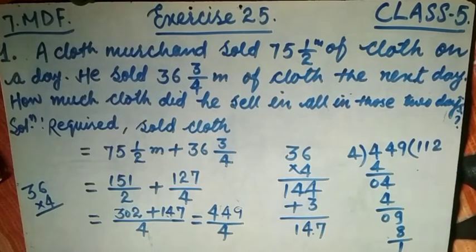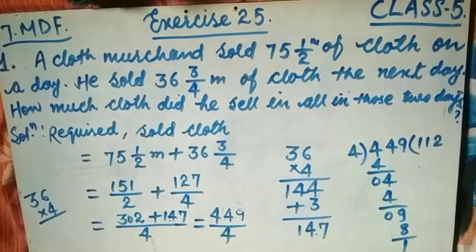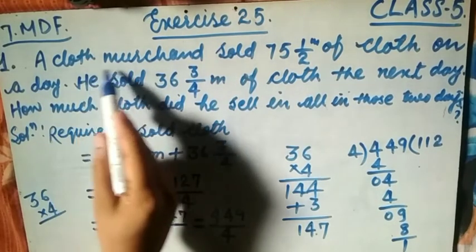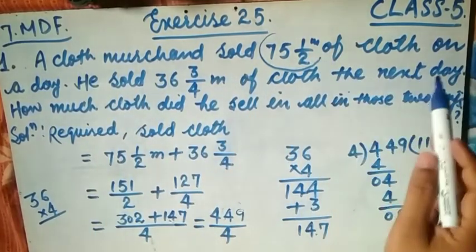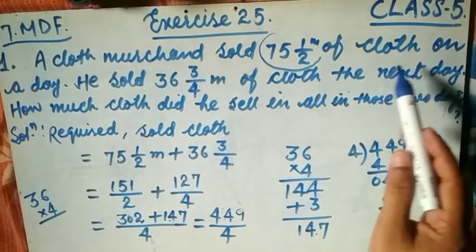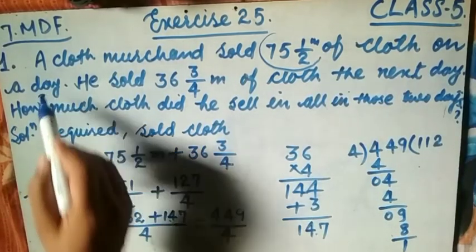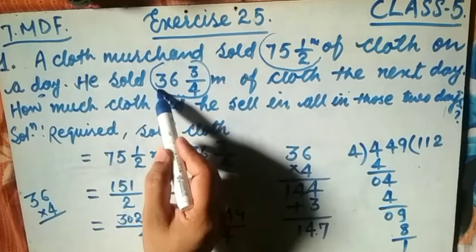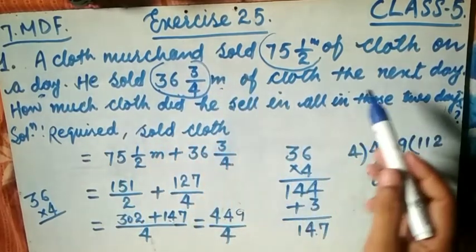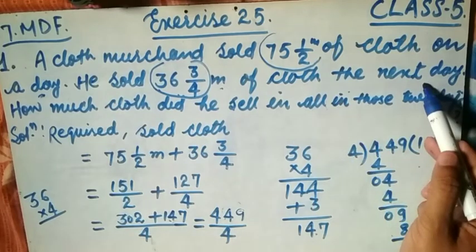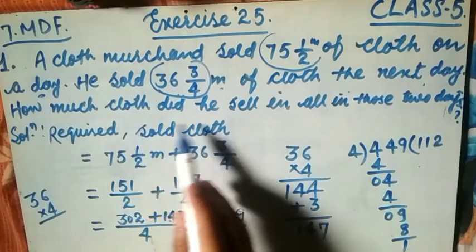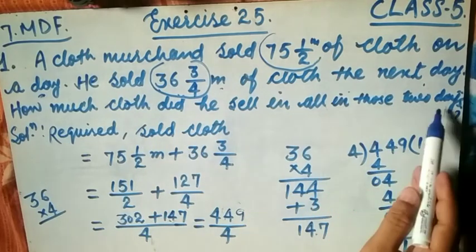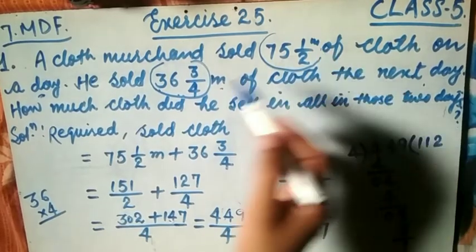Okay friends, now students, have a look. Here are the two statements from a cloth merchant. Here 75.5 meter of cloth is sold on a day, and another mixed fraction is here, 36 and 3/4 meter of cloth is sold on the next day. And we have to find the cloth sold in all in those days. That means in the first day and in the second day.